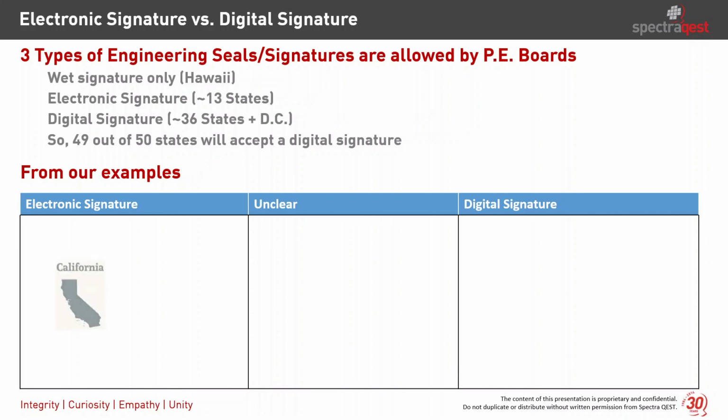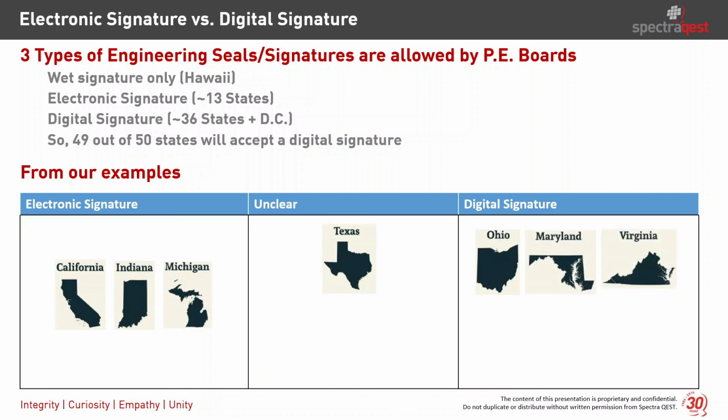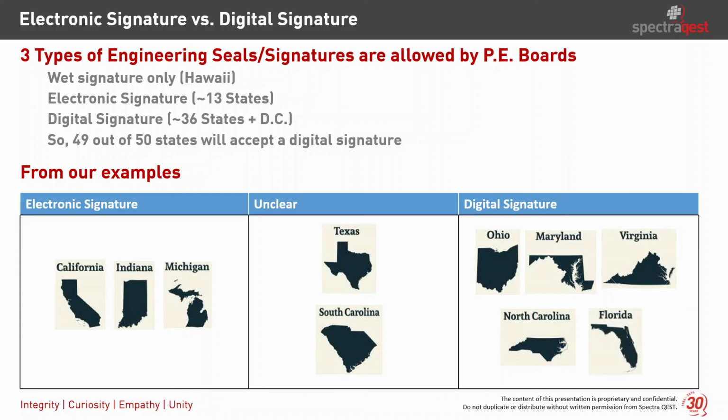From the examples we looked at before, California allows an electronic signature. Texas is a little bit unclear, so we'll put them in the middle for now. Indiana is fine with an electronic signature. So is Michigan. Ohio definitely requires a digital signature. They require that higher level of confidence, that higher standard of security. As does Maryland, Virginia, North Carolina. South Carolina falls in the middle again. It was a little unclear. And Florida definitely falls on that right-hand side.